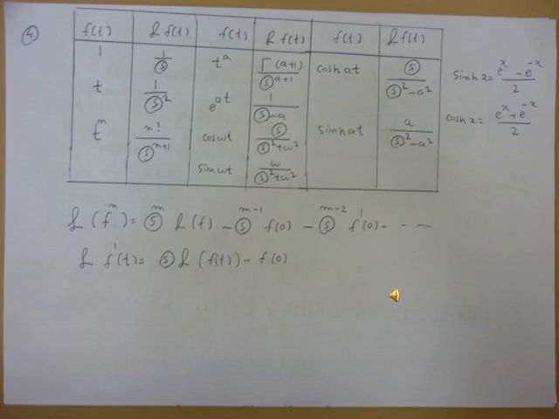Therefore, we write down the Laplace transform of the n-th derivative: Laplace transform of f^(n) is equal to s^n Laplace transform of f, minus s^(n-1) f(0), minus s^(n-2) f'(0), and so on. So we write down the equation: Laplace transform of f' is equal to s Laplace transform of f(t) minus f(0). So those are the formulas for the Laplace transform function.